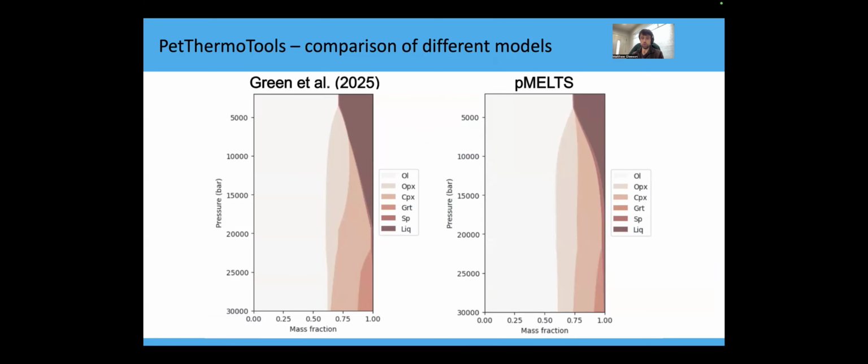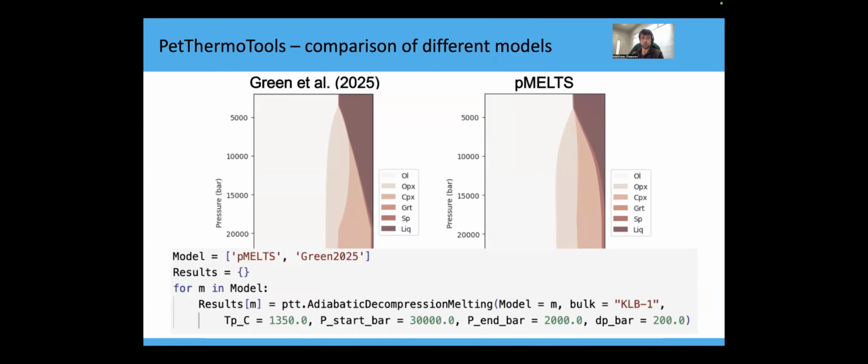Within a single environment, you can take one set of code. So here, once again, we're using adiabatic melting as an example. And in this code here, I've got two different models, so pMELTS and the Green et al. 2025 thermodynamic model. What this code is going to do is loop through those two models. So in the first run, we'll run adiabatic decompression melting with pMELTS. In the second run, we'll run it with Green 2025. Every other parameter in here stays the same.